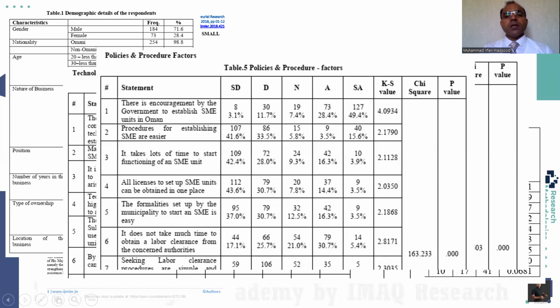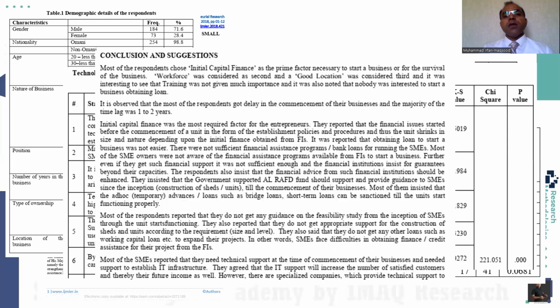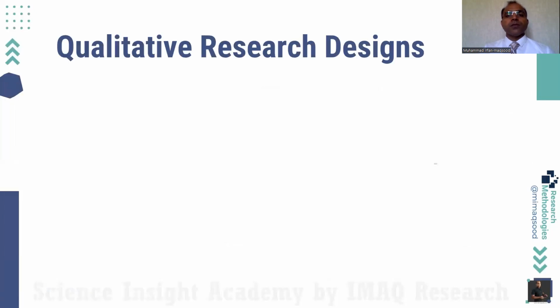And after a complete comprehensive analysis, they reached a conclusion: the key challenge to start or maintain a business, or for the survival of the business, was the initial capital finance. They did not focus on only one thing; they also found the second issue, the workforce, and the third issue, a good location. So they did a comprehensive analysis of the challenges faced by SMEs in Oman.